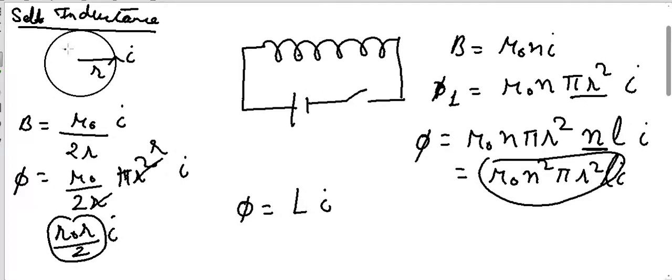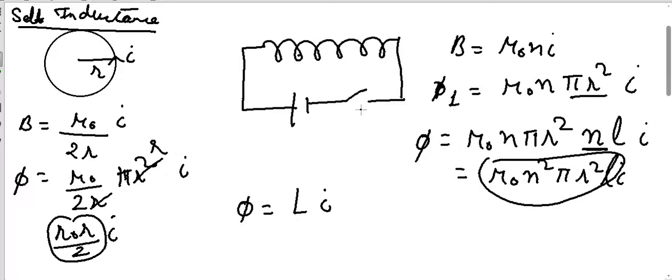These are called inductors because they have inductance. Why they are called inductors, we will discuss shortly. A solenoid is an inductor, and a small circular loop is an inductor. So the flux through an inductor is given by phi is equal to L I, where L is the inductance of the inductor.